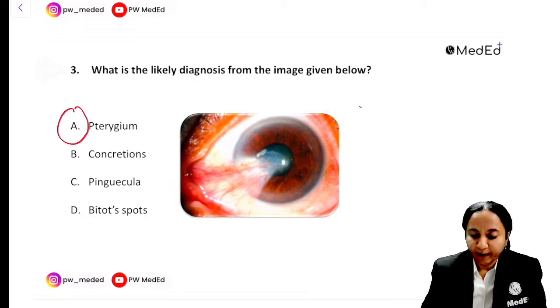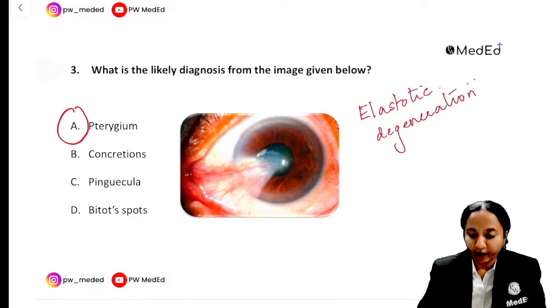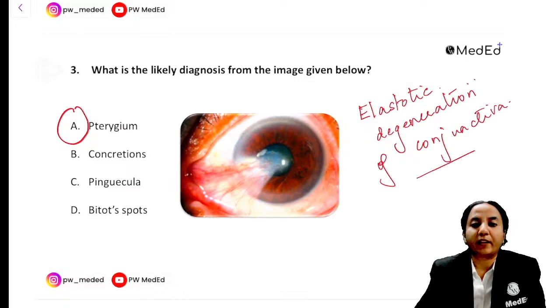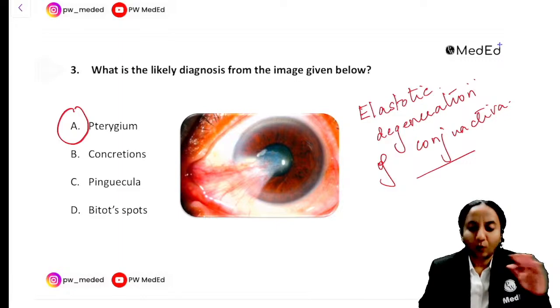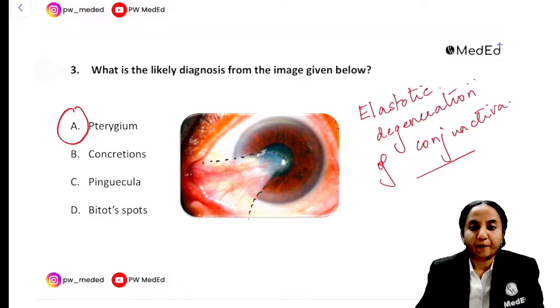And what is a pterygium? You all know that it is an elastotic degeneration of the conjunctiva. Yes, you will be getting the annotated PPT. It is an elastotic degeneration of the conjunctiva, wherein a fold of conjunctiva grows onto the surface of the cornea. So see, this is our fold of conjunctiva. It is growing onto the surface of the cornea. So this is our pterygium, right?